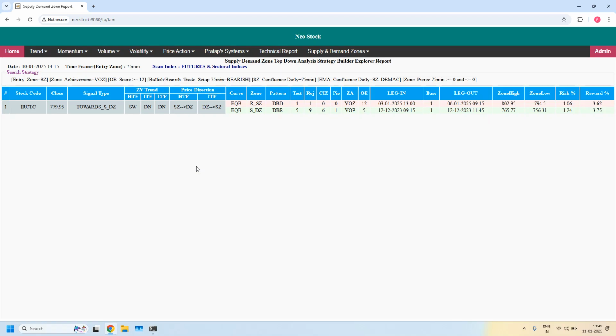Okay. Next, let us look for LTF, ITF, HTF supply zone confluence. So this is already tested. See, probably if you look at the last few days' reports, this might be listed, and it is already tested and heading towards the demand zone.